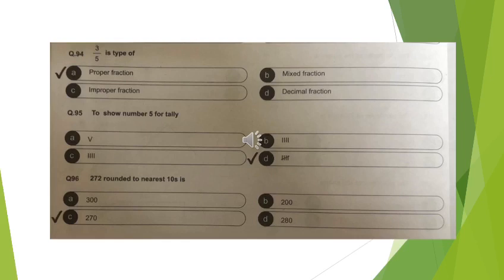So we will not go to the next bigger number in the tens place and we will put 0 in the unit place. So the rounded value of 272 is 270. So the correct option is 270.